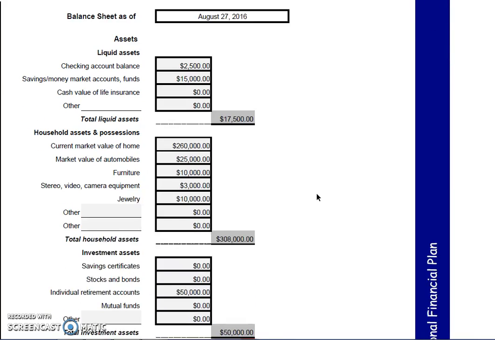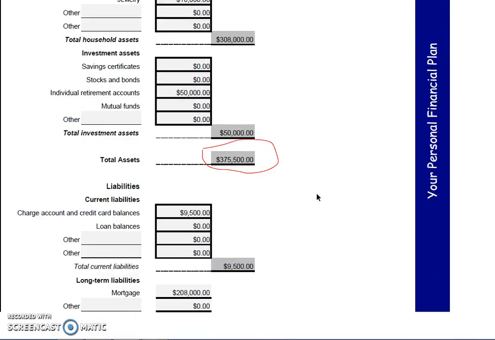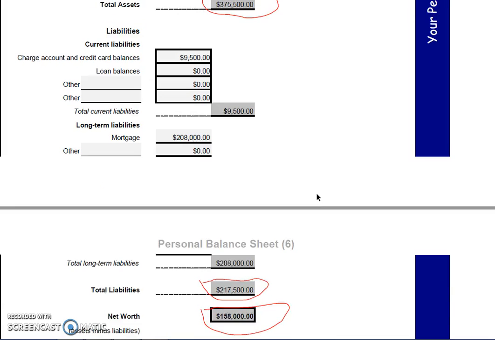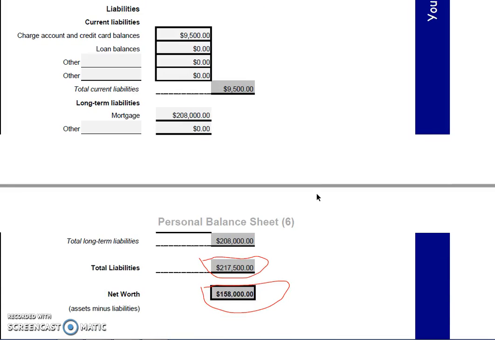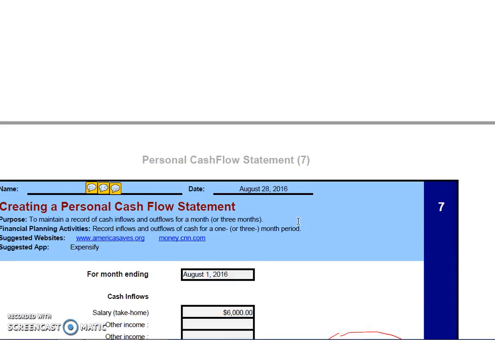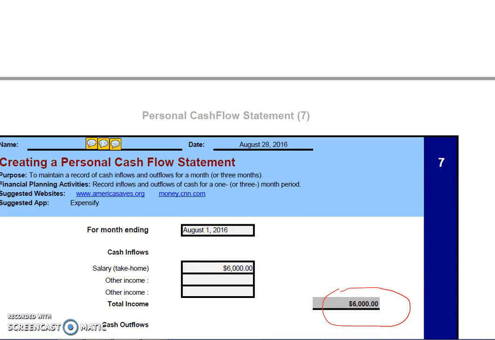What I was looking for here was the total assets, total liabilities, and the net worth. Do they balance? Do the assets equal total liabilities plus net worth, which is the basic accounting equation? And in this case, they did, so that was fine. There was no issues with those. Let's go down now to the personal cash flow statement.